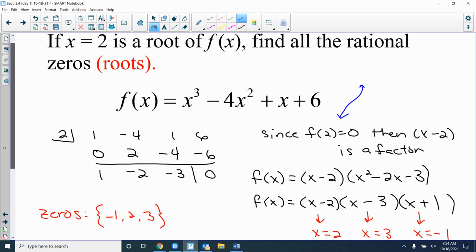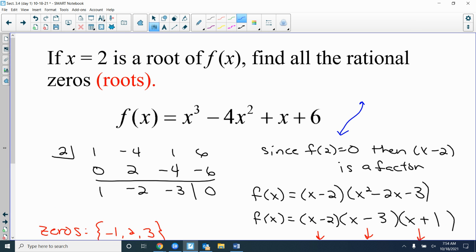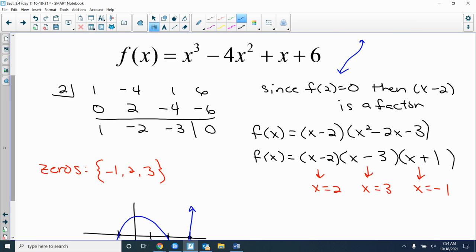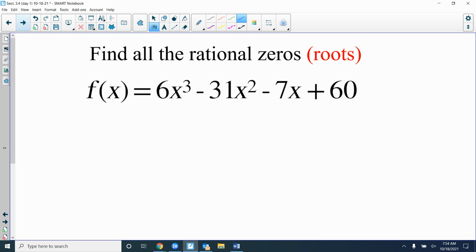All right, I told you x equals 2 is a root. So you plug that in. We got it down to a quadratic. Once we get it down to a quadratic, we want to know where that equals 0. We factored it. All right, that next one there. Find all the rational zeros. Well, it's just kind of giving you a heads up that they're going to be fractions or whole numbers.